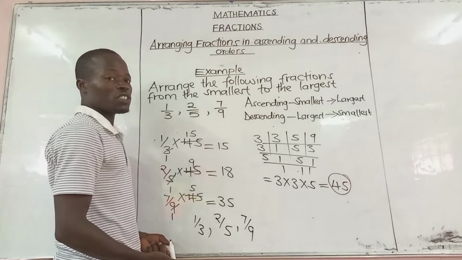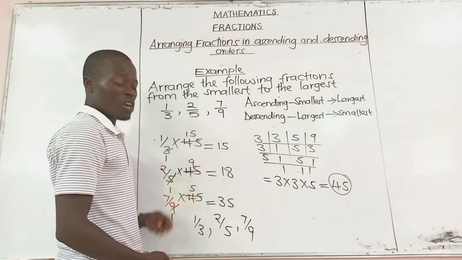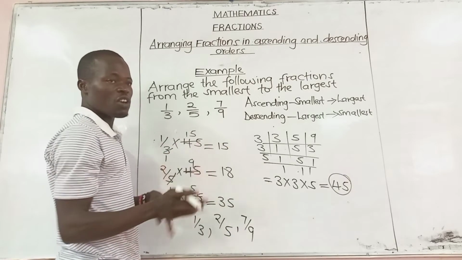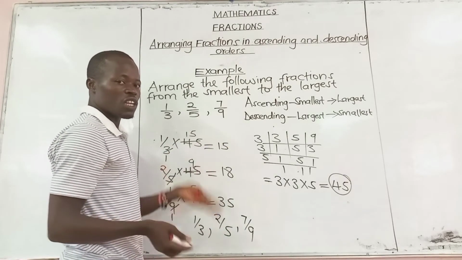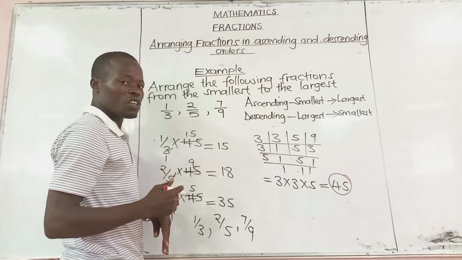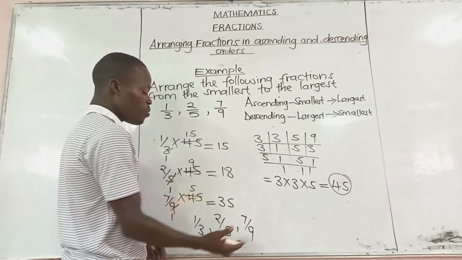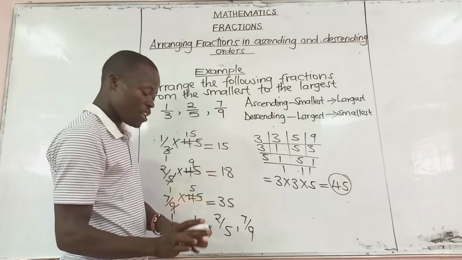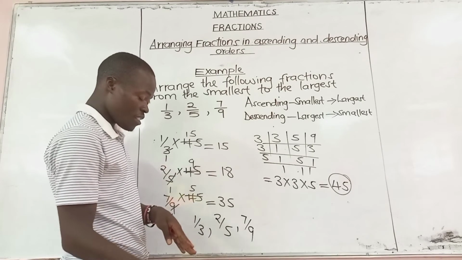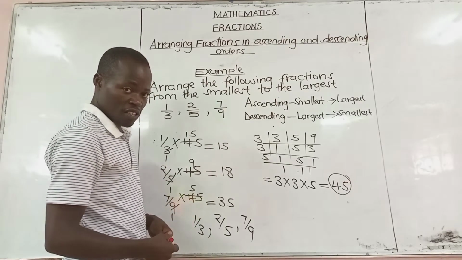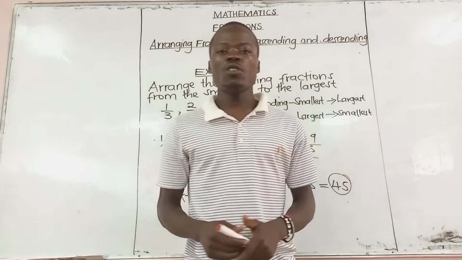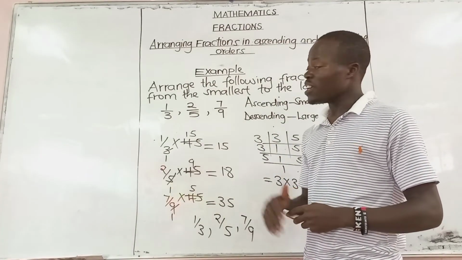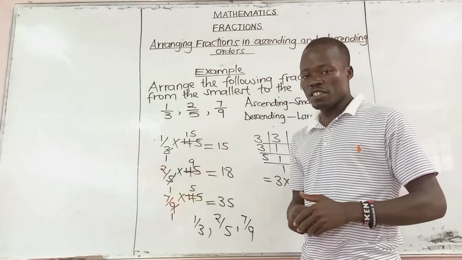What if they want us to arrange in descending order? It is also still simple. We are still going to use the same approach, but in this case, we shall do the vice versa. So we start with the largest fraction, followed by the smallest. In descending order, it should be 7 over 9, 2 over 5, then lastly the smallest is 1 over 3. That's how we are able to work out the arrangement of fractions both in ascending and descending order.